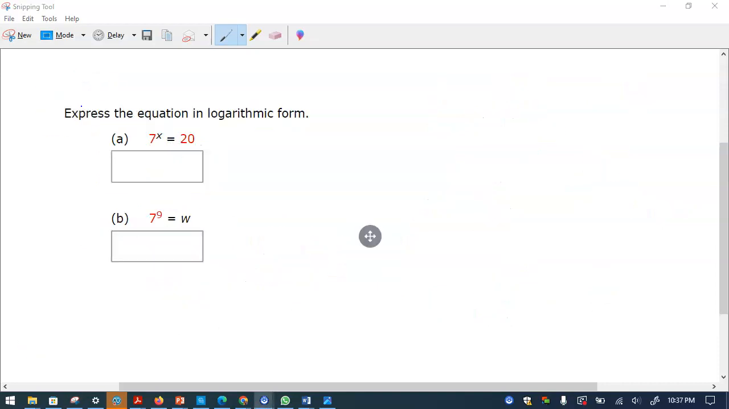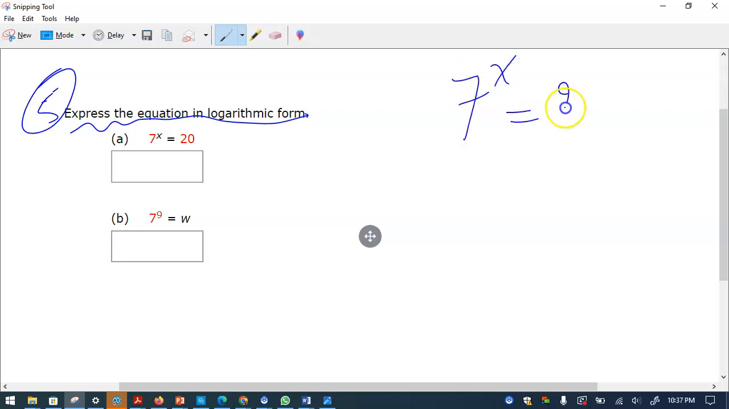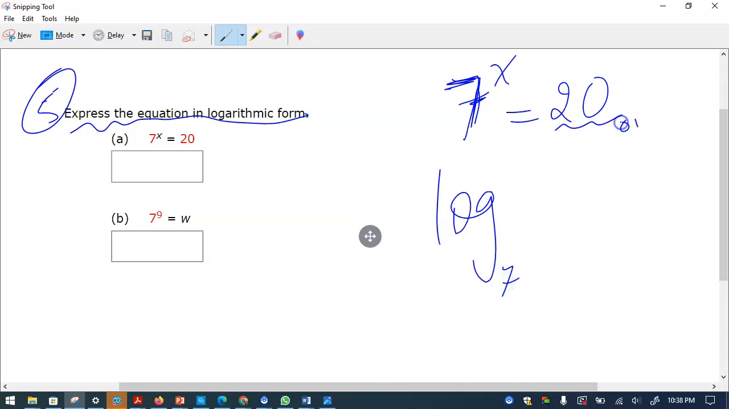Let's do another one. So this is question number 5: express the equation in log form. So they already gave you in the exponent: 7 raised to x equals 20, right? So when you write the logarithm, you may want to show this 7, which is the base, goes right here, and this is the output. So the output becomes the input here, and the input becomes the output, and that's all you're supposed to write here.